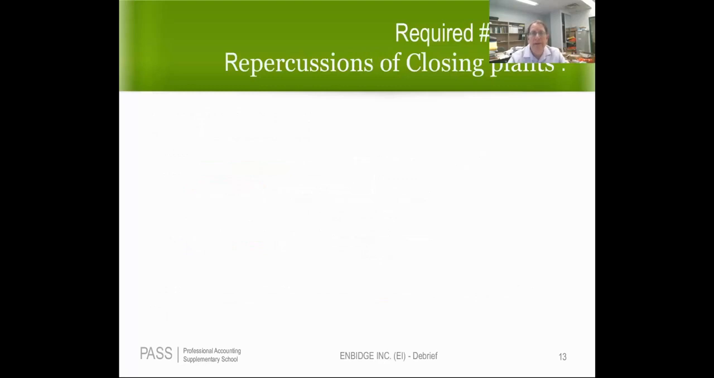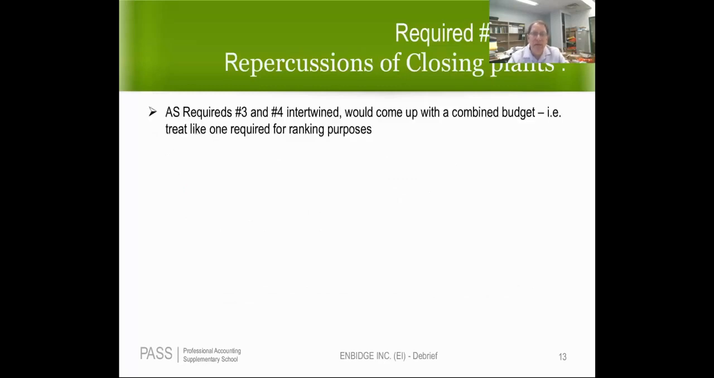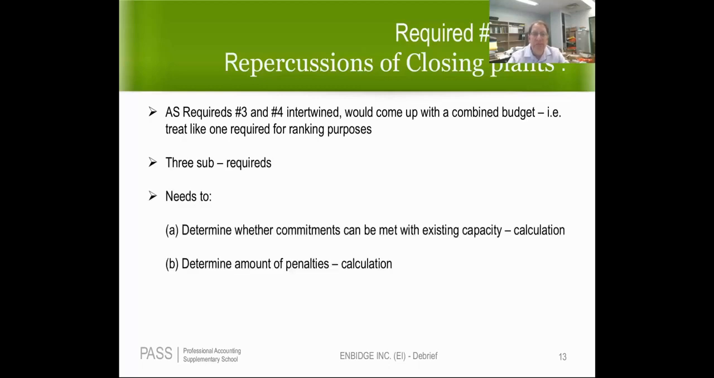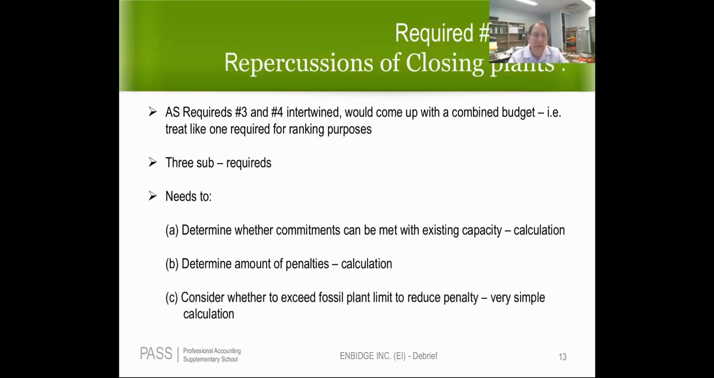Now I'm going to look at 3 and 4 together because they were totally intertwined. We kind of had 3 requires: Number 1, or A, determine whether commitments can be met with existing capacity. Fine, we have to do a calculation. Then figure out if we got penalties, another calculation. And then the third one was really easy, whether or not it makes sense to exceed the fossil plant limits to reduce a penalty. And that's really easy.